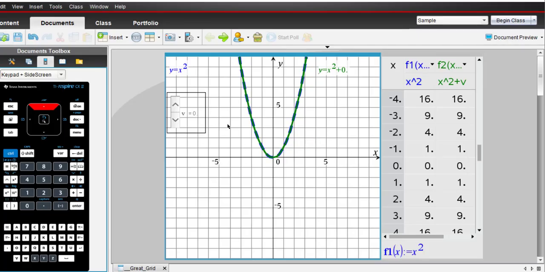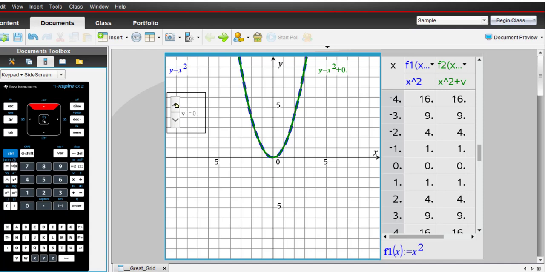All right, so let's look at this so we can make sure you understand what's going on here. The graph of y equals x squared is in blue. It's dashed blue. Y equals x squared plus whatever the constant is, right now 0, is in green. We have a table over here for values -4 to 4. And this is the blue x squared, and this is the x squared, in this case, plus 0.